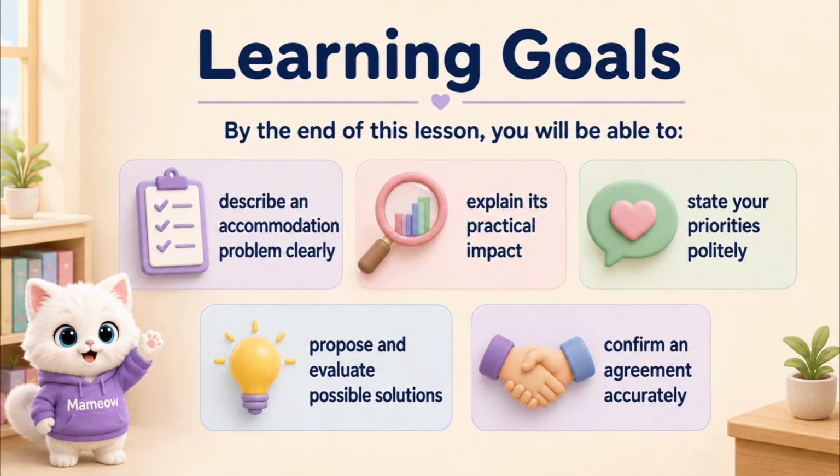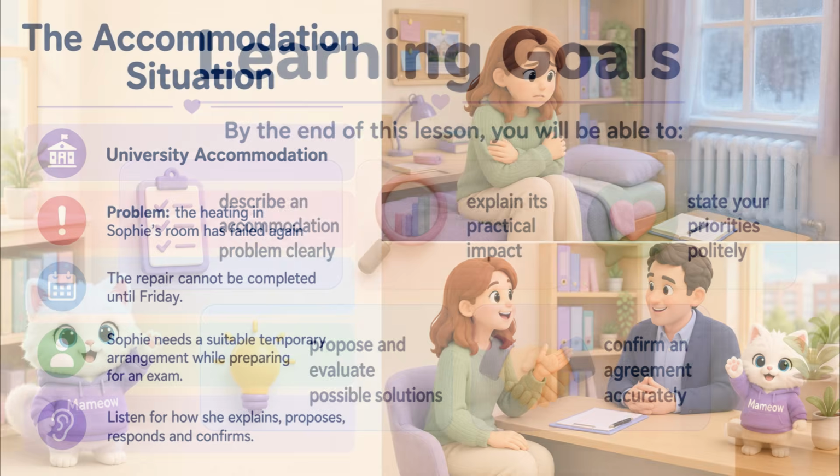By the end of this lesson, you will be able to describe an accommodation problem clearly, explain its practical impact, state your priorities politely, propose and evaluate possible solutions, and confirm an agreement accurately. The aim is not to sound demanding or passive. The aim is to communicate firmly, politely, and constructively.